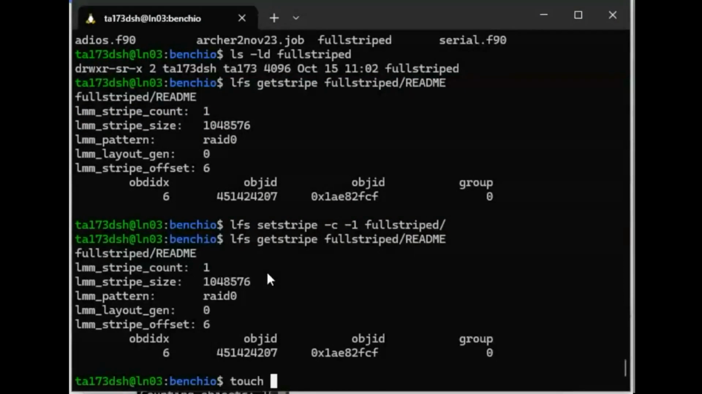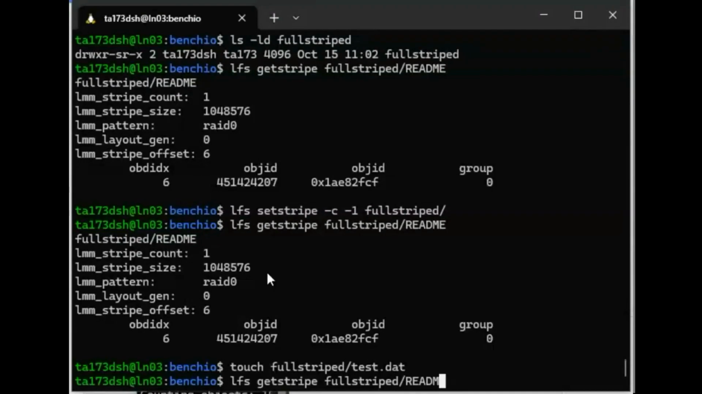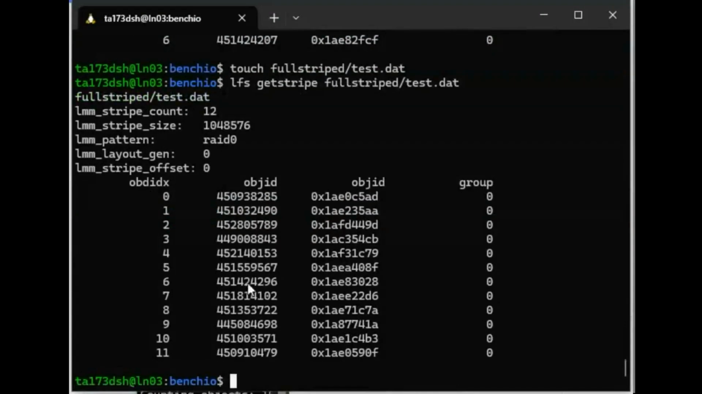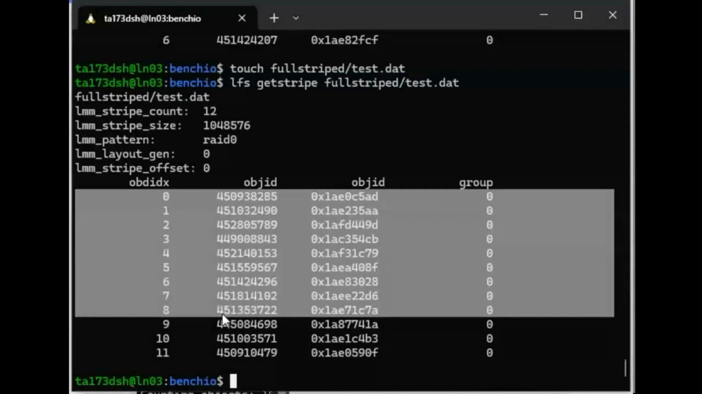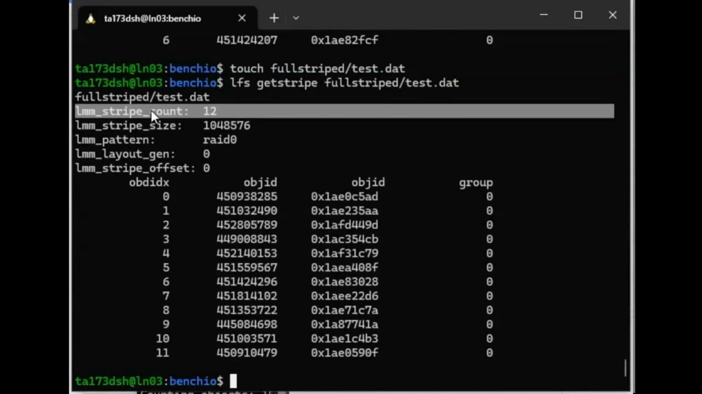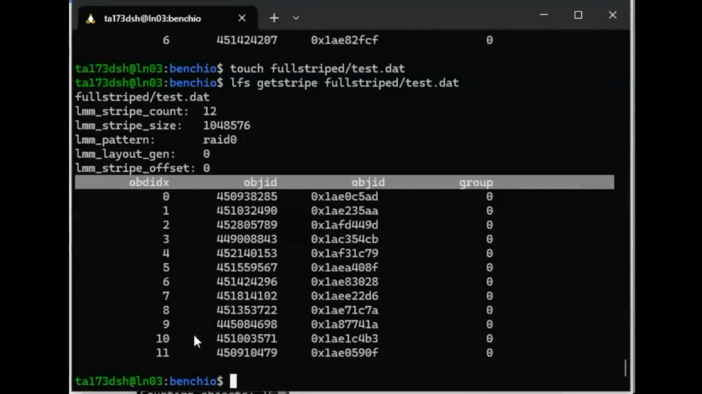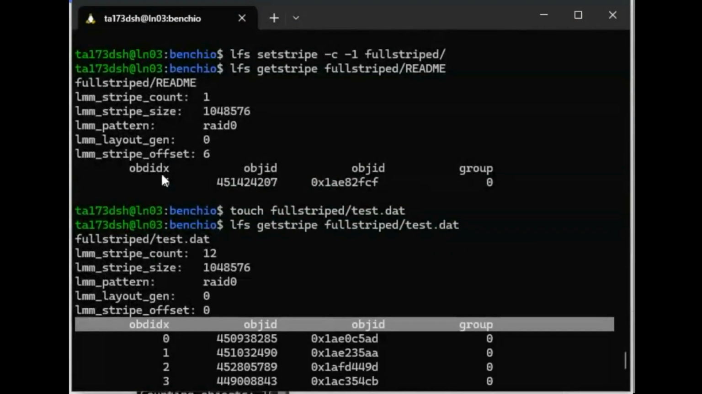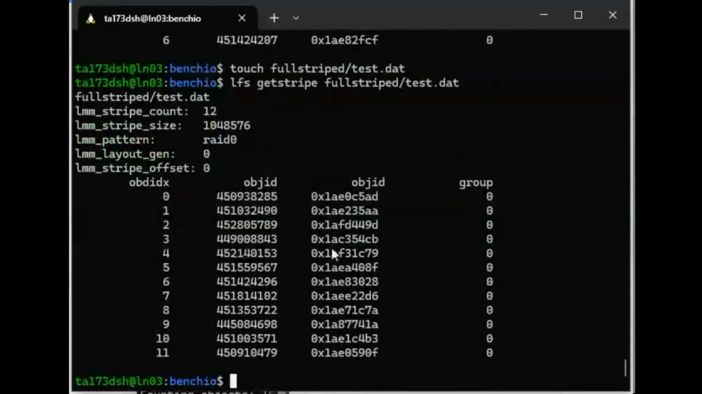If I create a new file, if I touch full striped/test.dat, and I do LFS getstripe on that, you'll see now it is stored across 12 OSTs. And so it's stored across OSTs 0 to 11. You'll see that the README was just stored on OST 6. I was just checking this because I wanted to check that we still had 12 OSTs on this file system. We do. So you can see the stripe count is 12, and the stripe size here by default is 1 megabyte.